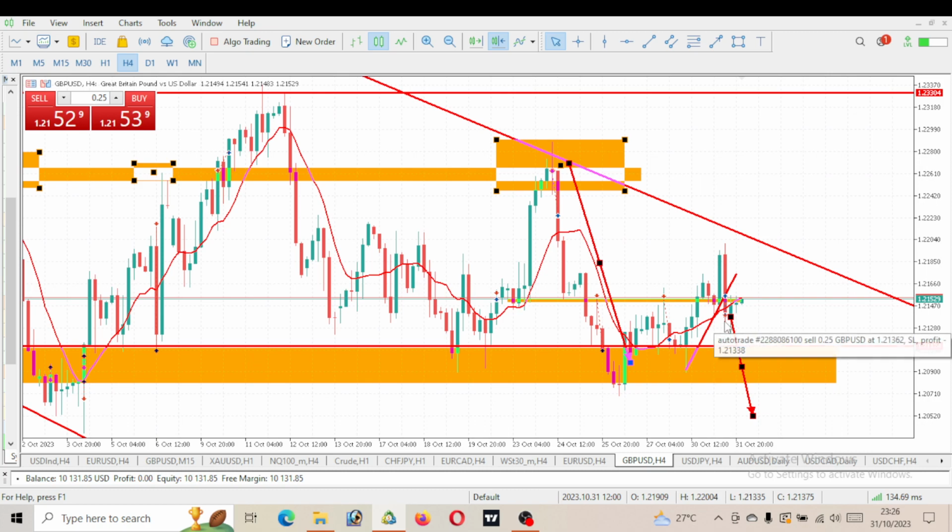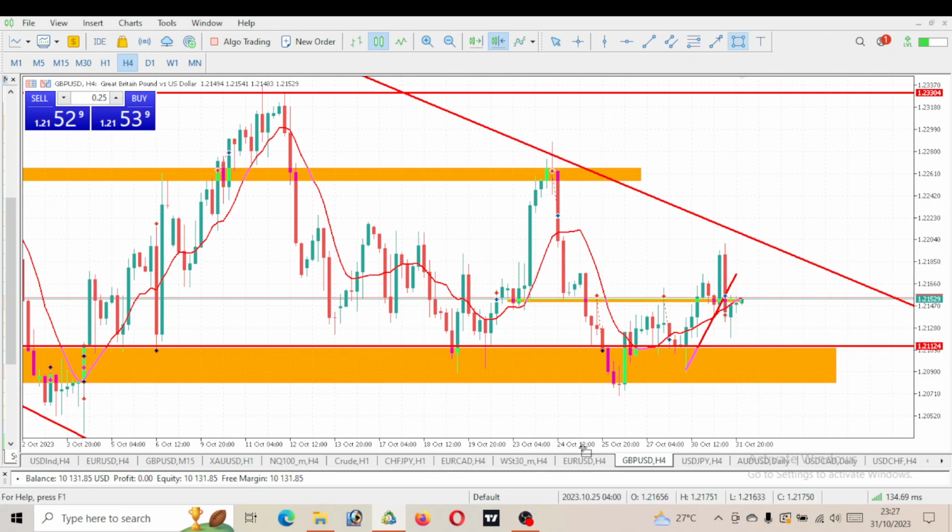So just pay attention to DXY, what it says, and also pay attention to the news that will play out. Then from Thursday, we can get a clear direction move on GBP. But right now, the move is a bit directionless. But let's see how it plays out tomorrow.